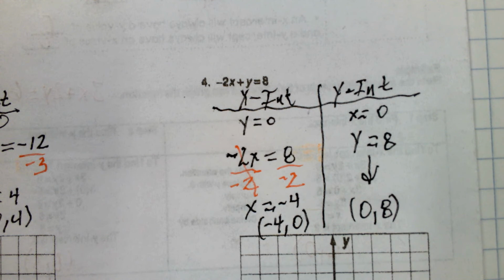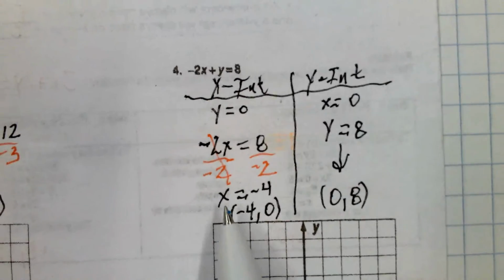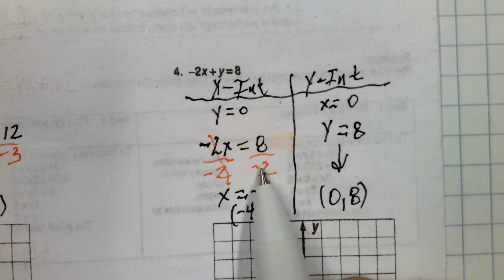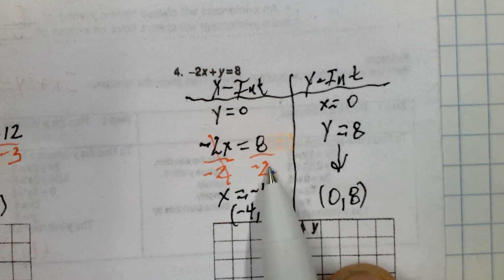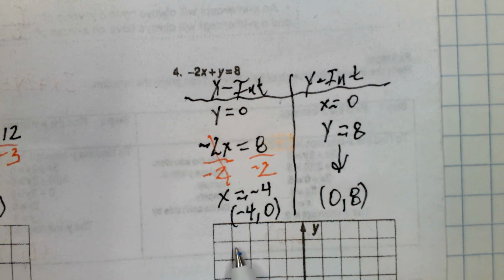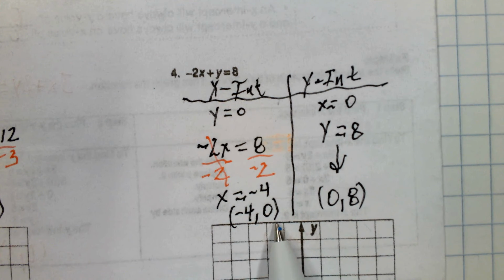Okay, guys. So let's talk this through. So we know y is 0 for the x-intercept. So then we get rid of the y value. It's negative 2x equals 8. I divided by negative 2. 8 divided by negative 2 is negative 4. So x is negative 4. So the coordinate for the x-intercept is negative 4 comma 0.